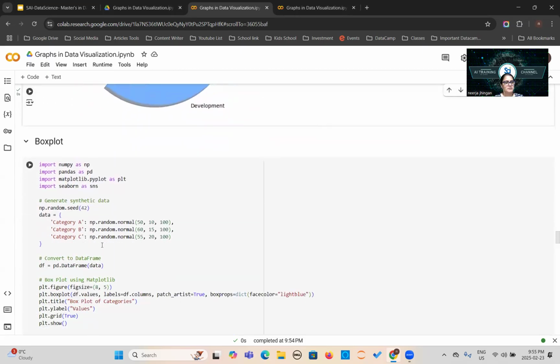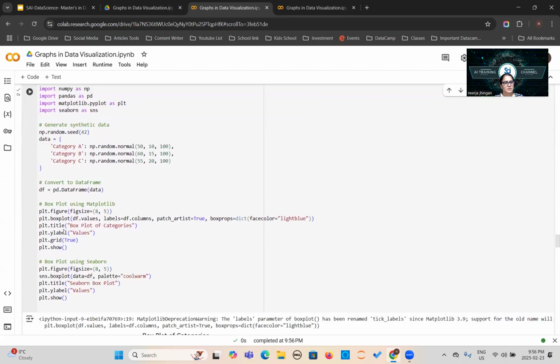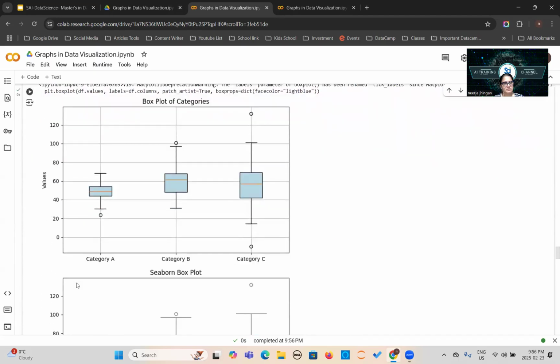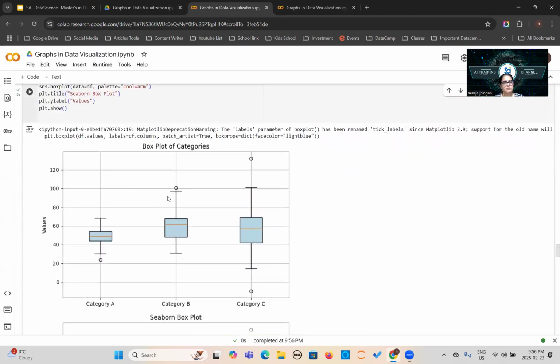Okay. And then the next one is your box plot. So box plot, here we are printing this way. This is using Seaborn. This is using your matplotlib. This is category A, category B, category C. Again, it is showing you the quantile range. This is the outlier. This is the outlier. This is the outlier. This is above your 75%, because this is your maximum quantile range. This is the minimum quantile range. This is the median quantile range.